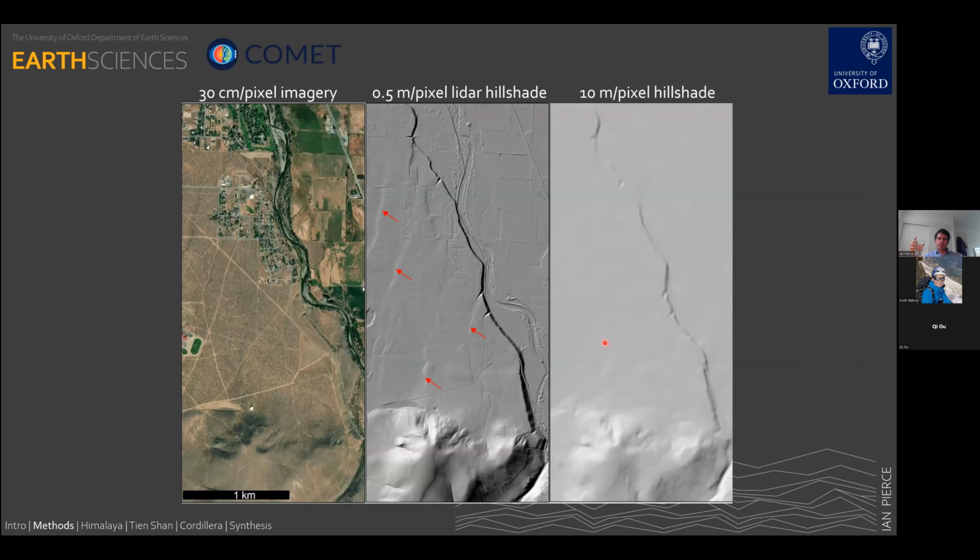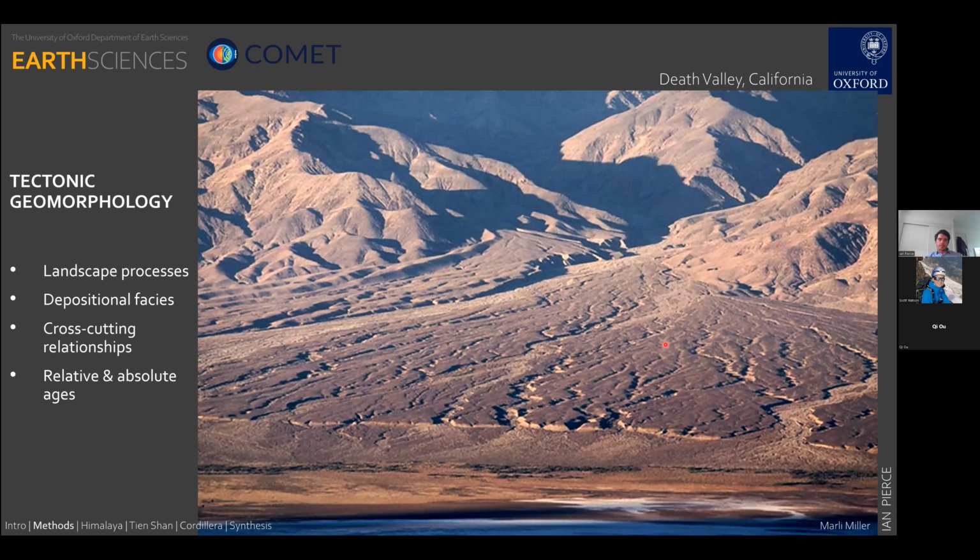Here's a comparison between a high-resolution satellite image, LiDAR hillshade, and 10-meter hillshade. These subtle faults pop out much more in the LiDAR hillshade, but they're completely invisible in the lower resolution elevation. Using these different types of data, I can map faults and make measurements. I use the principles of tectonic geomorphology to differentiate landforms by relative age and show cross-cutting relationships.